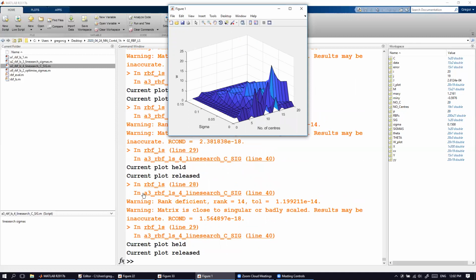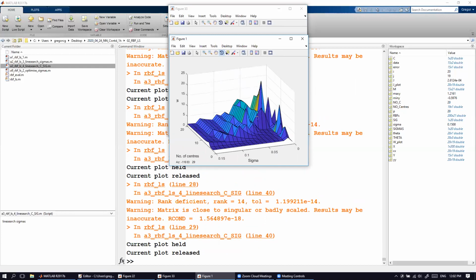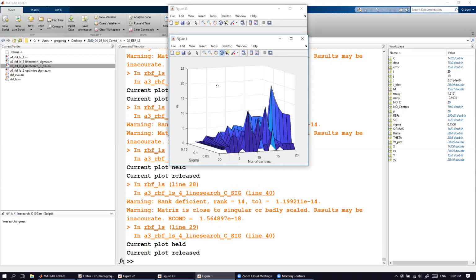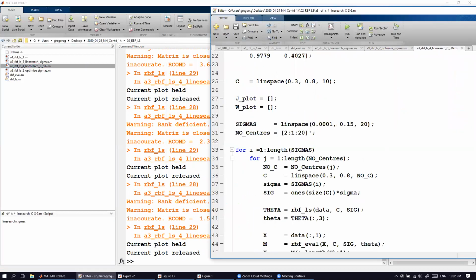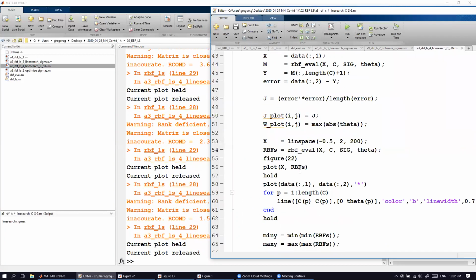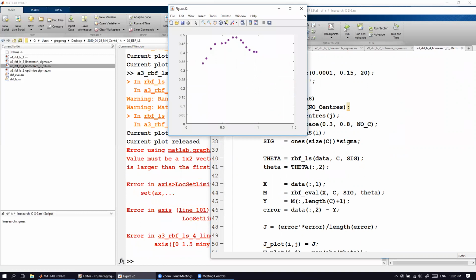Okay, this one shows us the maximum weights using the pseudo inverse. And we see that the maximum weights are, let's say, around 20. And if I use it without this, they will go crazy. So if I use this one, number 2, now they will actually break.